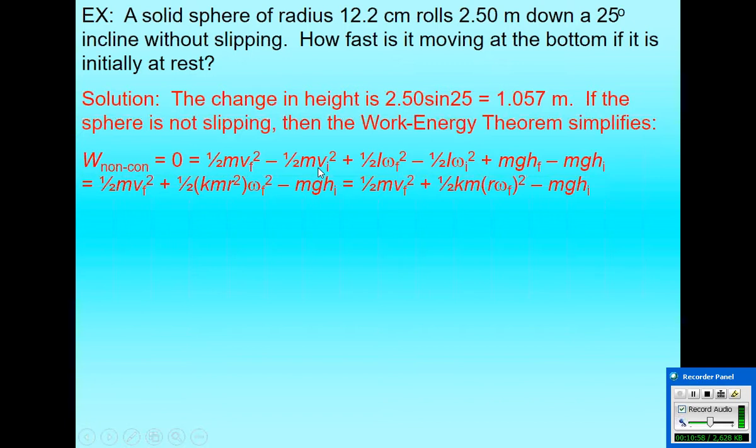But furthermore, it says the sphere is initially at rest. So V initial is zero and omega initial is zero. And then it arrives at the bottom, so H final is zero. So of the 6 terms on the right-hand side, 3 of them are zero. And we are left with 1/2 mv final squared plus 1/2 times the moment of inertia times omega final squared minus mgh initial. Now the moment of inertia goes as kmr squared.